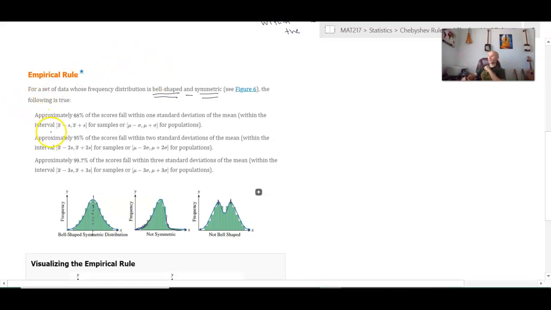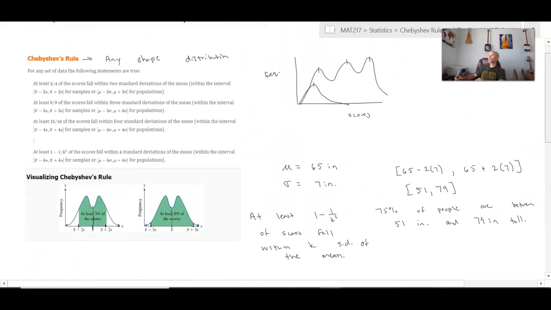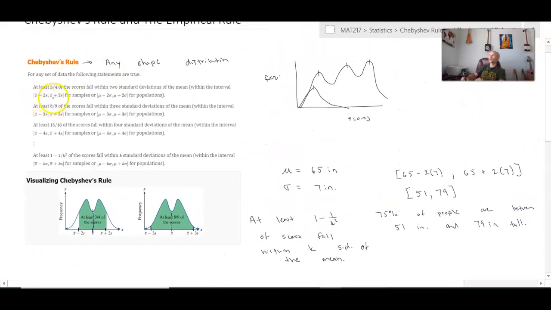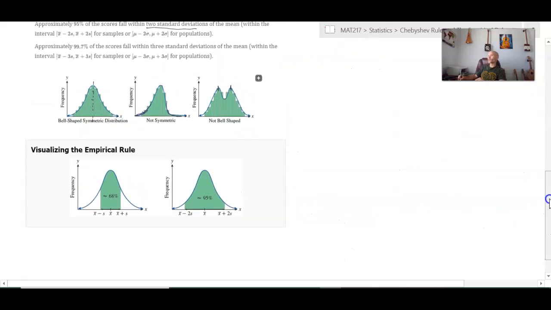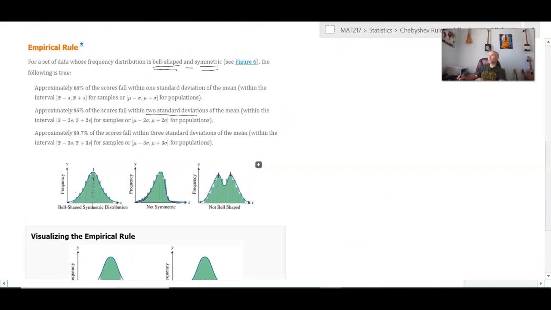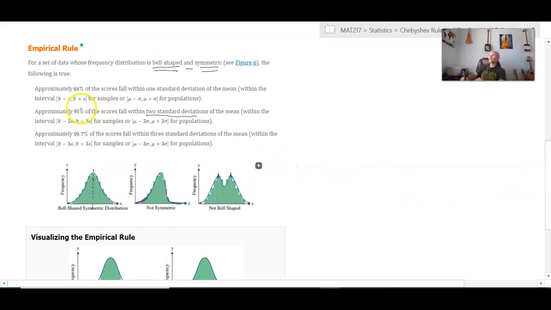Now, this is why I said it does 1 better, because we can say that within 2 standard deviations, remember back up here, when we didn't concern ourselves with the shape of the distribution, 2 standard deviations only captured 3/4 of the scores. But if you know that your distribution is bell-shaped and symmetric, then you can guarantee that 95% of your values lie within 2 standard deviations.